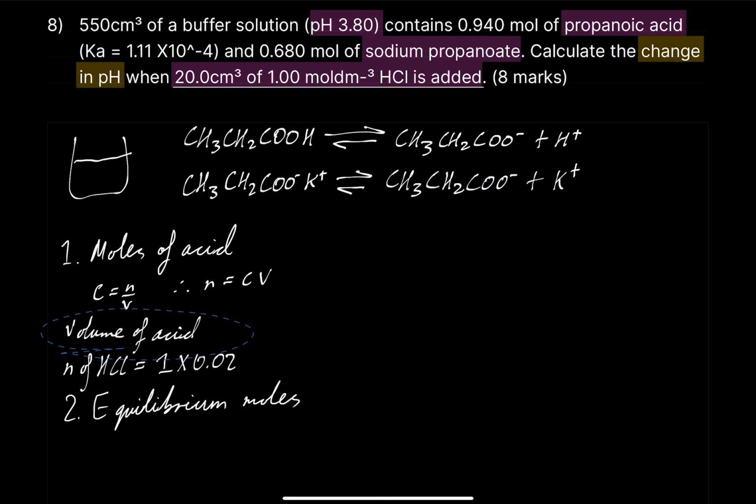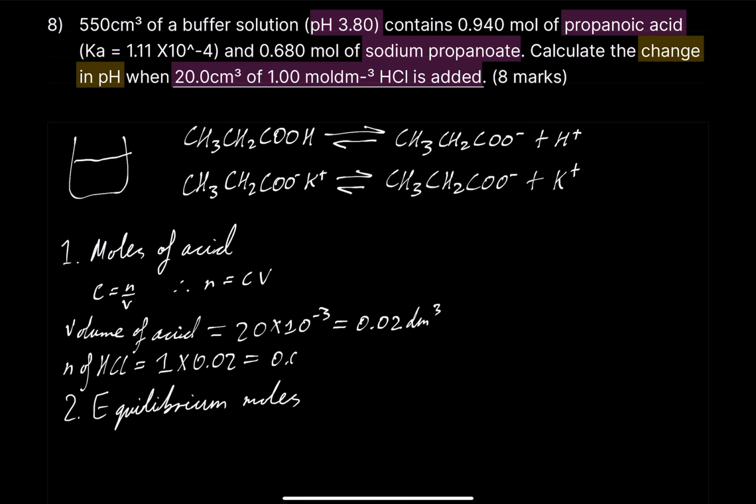So the volume of acid, I can just see from here, is 20 times 10 to the power of minus 3, or dividing by 1,000 to get from centimeters cubed to decimeters cubed, which is just timesing it by 10 to the power of minus 3, same thing. Decimeters cubed, right? So 1 times 0.02 is just equal to 0.02 moles. So we're adding 0.02 moles.